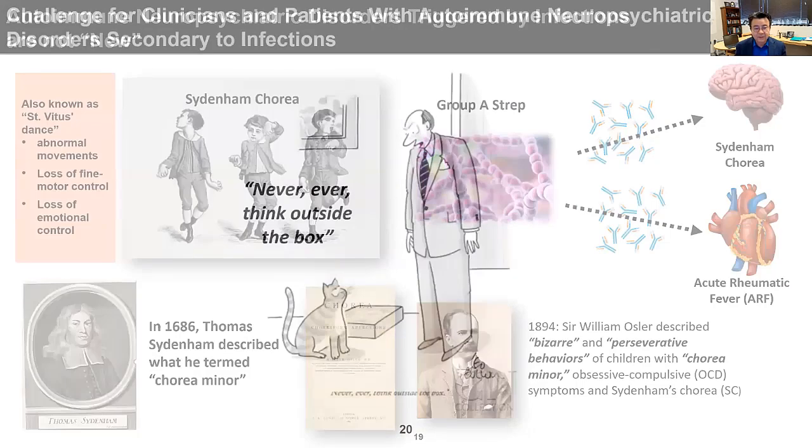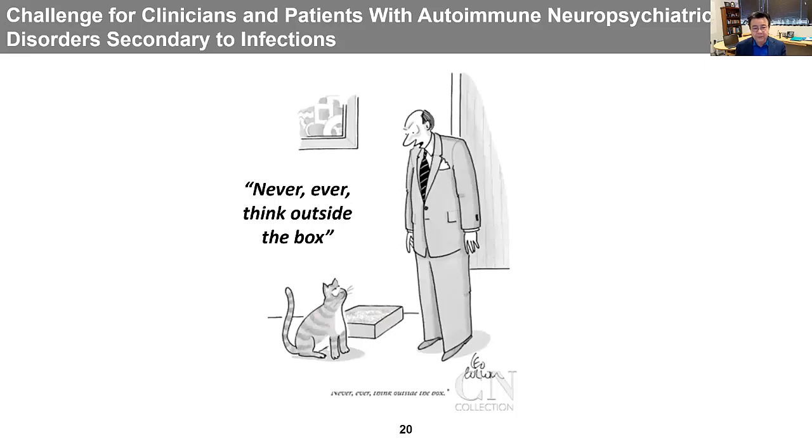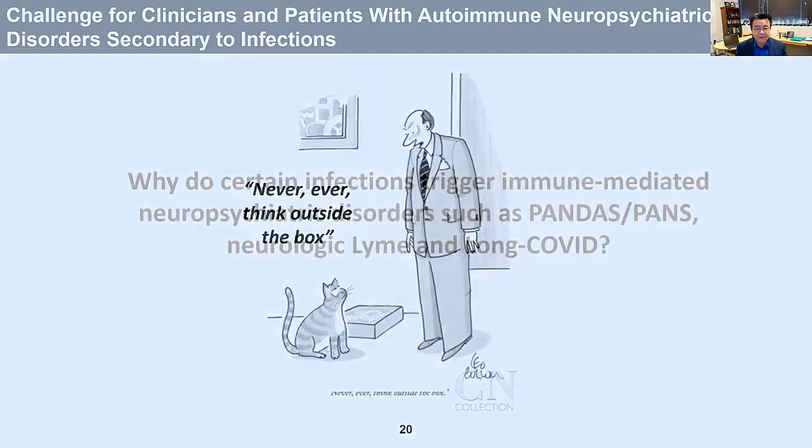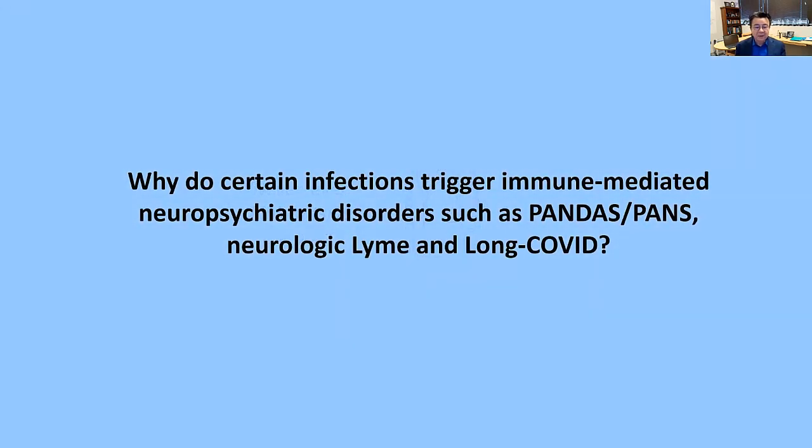So the challenge for you and your patients and those that are dealing with or suffering from an autoimmune neuropsychiatric disorder that's secondary to infection is the difficulty in generally others understanding how this occurs. So let's ask the question, why do certain infections trigger these immune-mediated neuropsychiatric disorders? So what's the biology behind this?